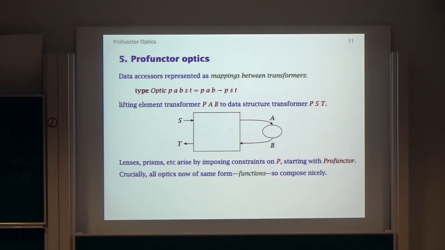But the crucial thing is that now an optic, something like a lens, is just a function. It's a function of type PAB to PST, but it's just a function. So two of these optics are two functions, and what can you do with functions? You can compose them. The composition works very nicely, and I'll show you how that pans out.